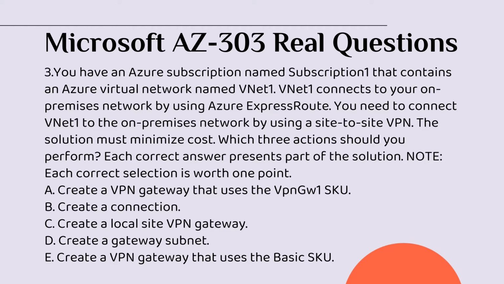A. Create a VPN gateway that uses the VpnGw1 SKU. B. Create a connection. C. Create a local network gateway. D. Create a gateway subnet. E. Create a VPN gateway that uses the Basic SKU.